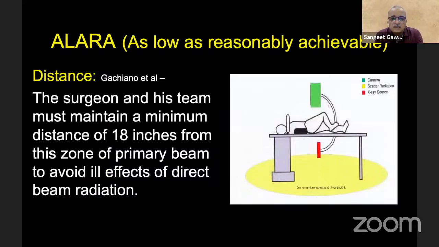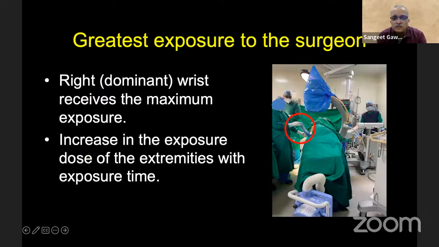The surgeon and his team must maintain a minimum distance of 18 inches from the zone of the primary beam to avoid ill effects. So this is the primary beam. At least 18 inches should be maintained from this area whenever you are shooting. The greatest exposure to the surgeon is to his right hand, if he is right hand dominant. The increase in the exposure dose of the extremity is proportional to the exposure time. So while doing an upper extremity, a hip surgery, or a limb surgery, it is always your right hand which is exposed.